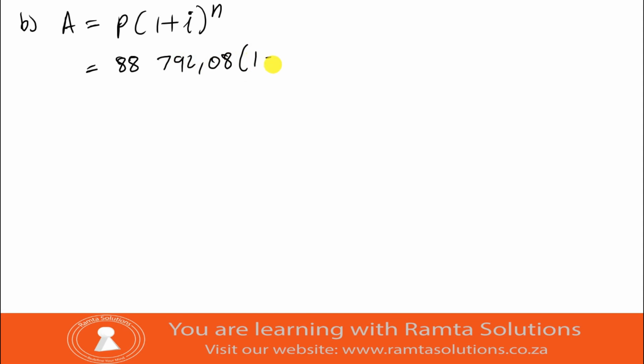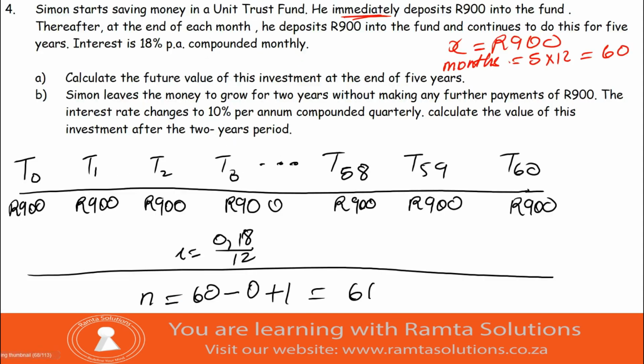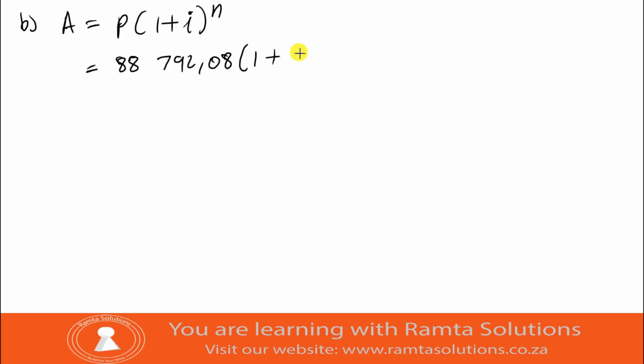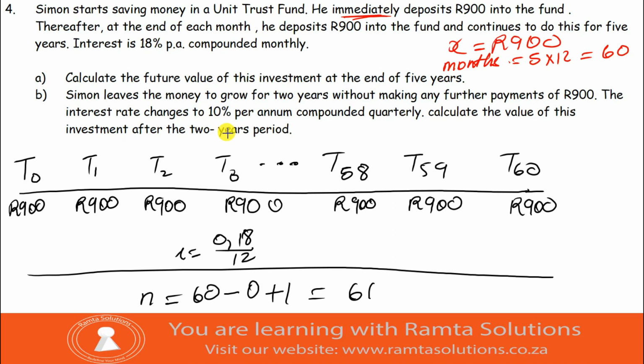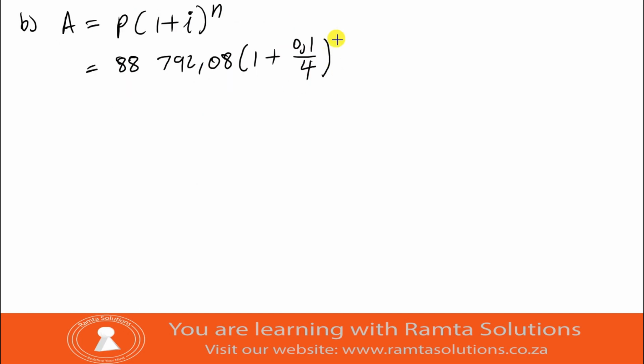Into 1 plus, what is the interest? They said it is 10% per annum compounded quarterly. So 10% is 0.1, compounded quarterly. In a year, there are 4 quarters. Remember, they said this money grows for 2 years. So for 2 years, it'll be 2 times 4, which is basically 8. Why are we saying 8? That's because in 2 years, you have 8 quarters.